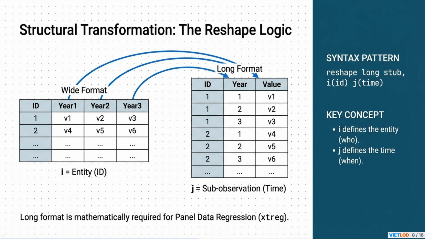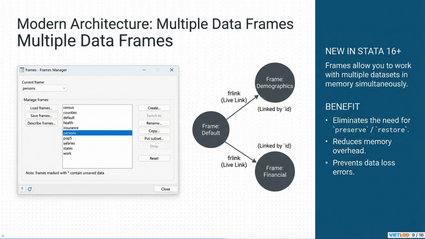If your data has variables ID, GDP2000, GDP2001, you would use reshape long GDP, i(ID) j(year). This would create a new dataset with variables ID, year, and GDP, with 2 rows for each original ID.